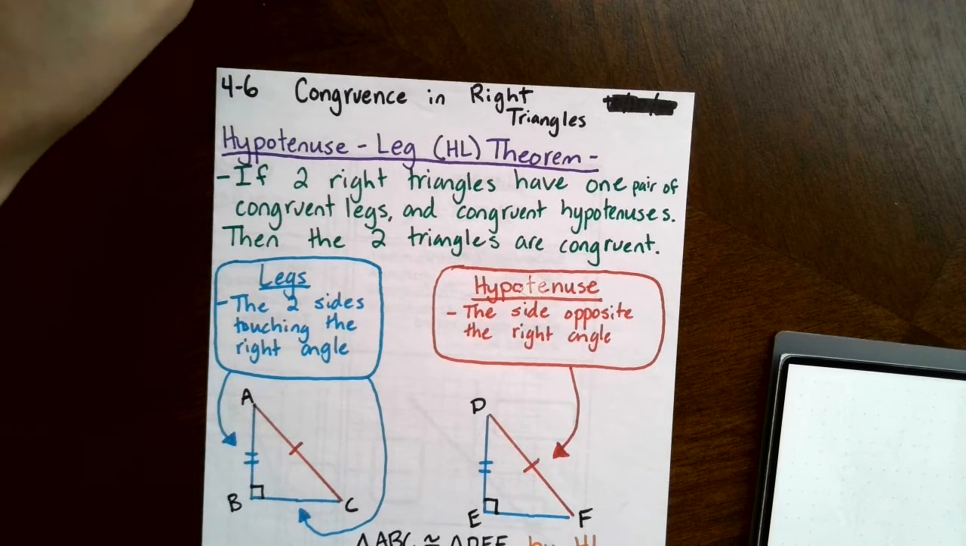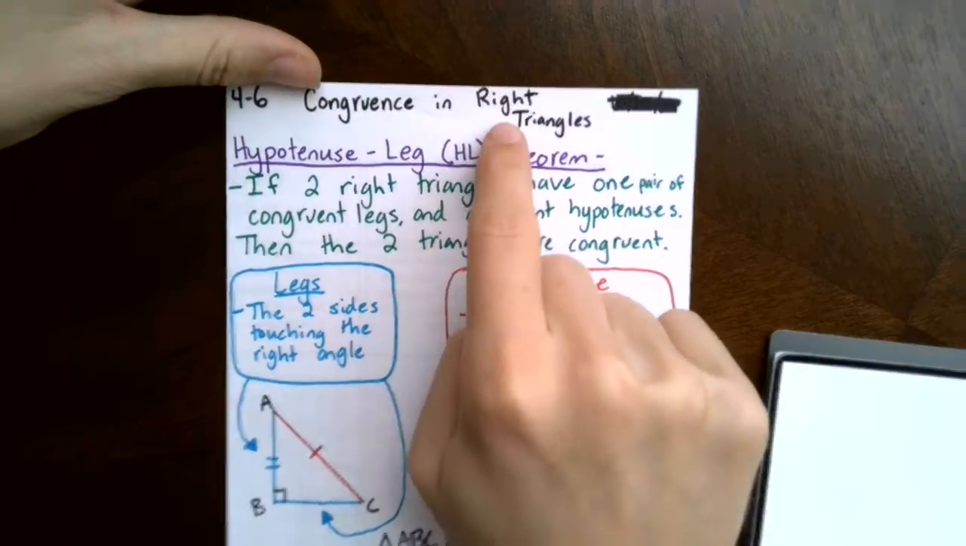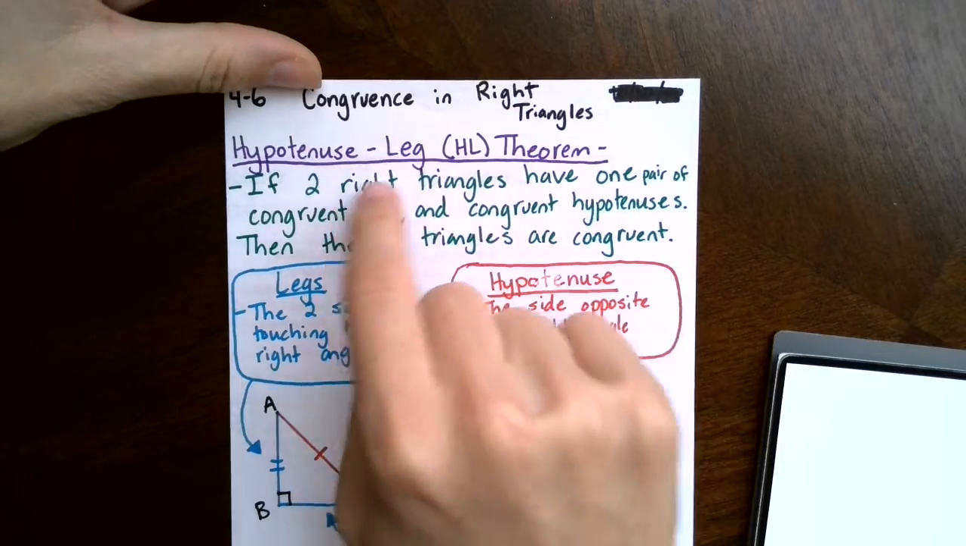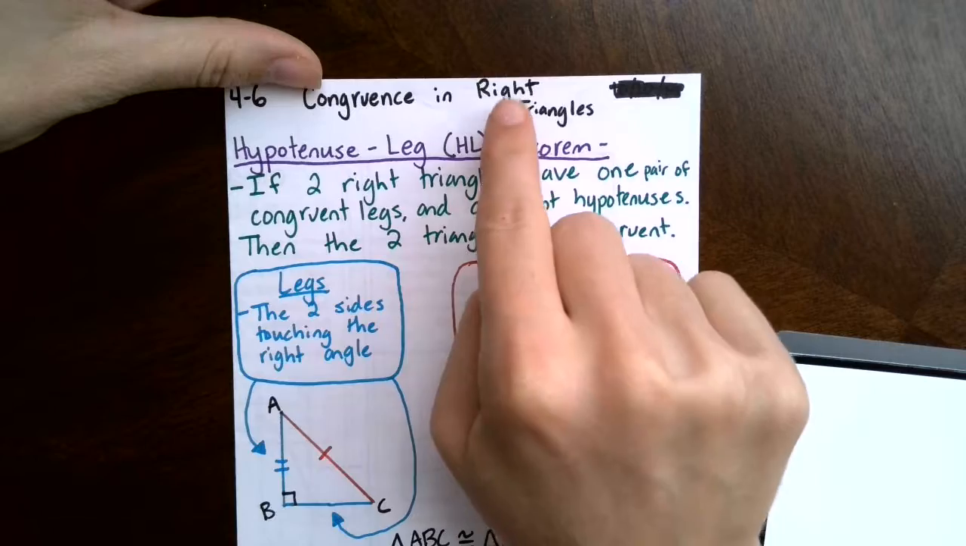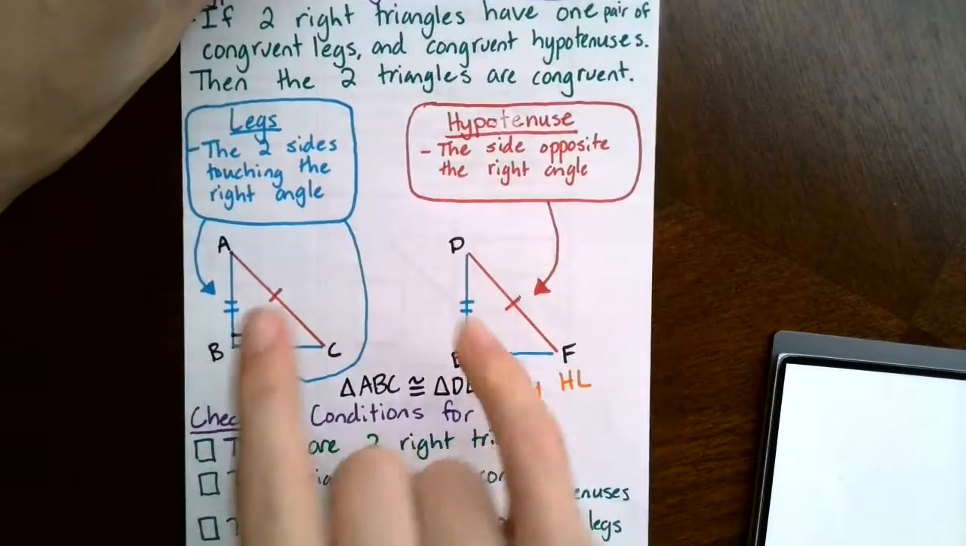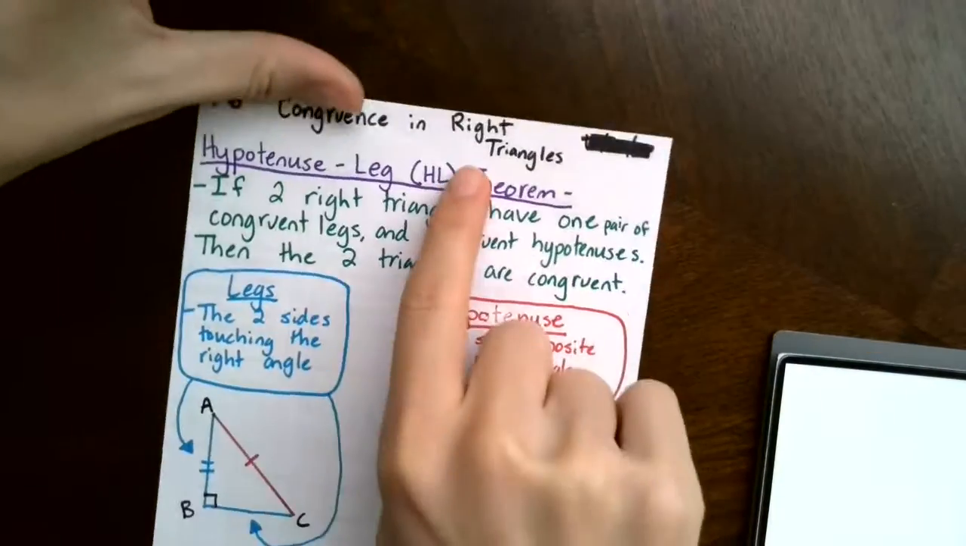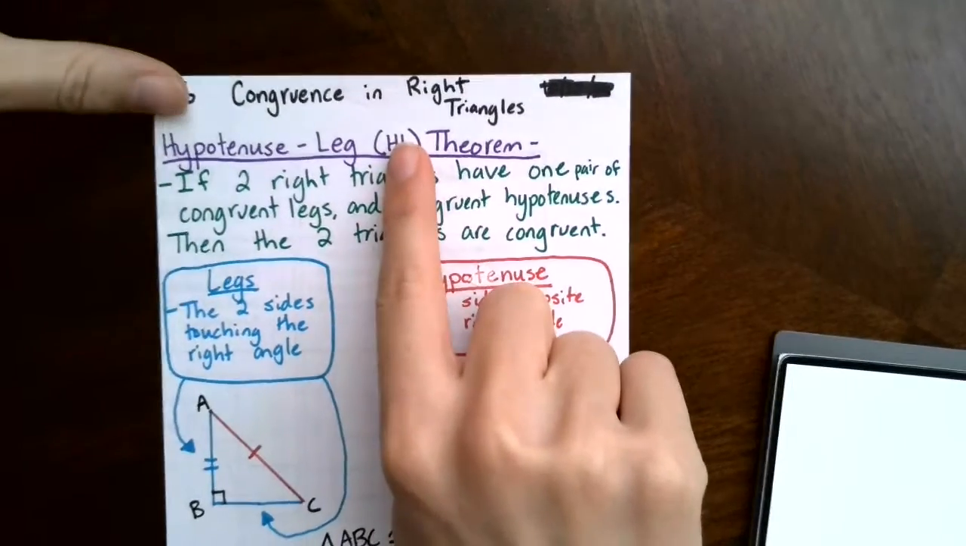Okay, so 4-6 is all about congruence in right triangles. This theorem, HL right here, can only be used in right triangles. So if you don't have a right triangle, you cannot use HL. So please keep that in mind.